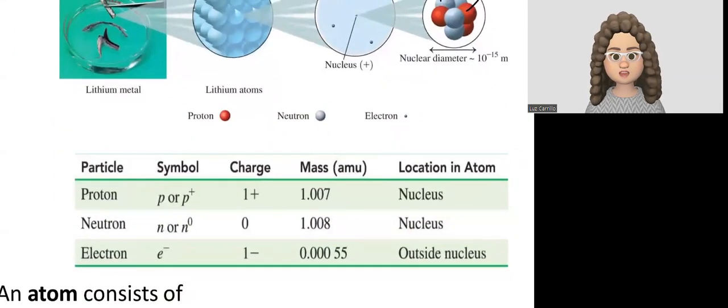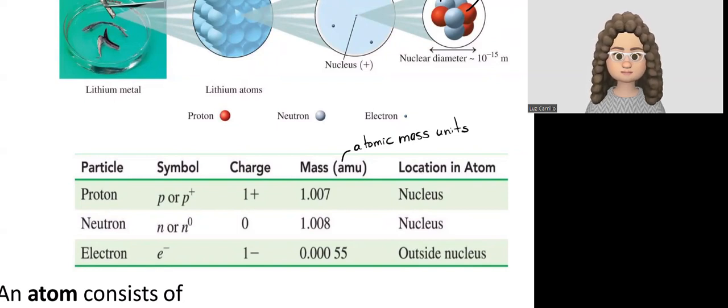In this table that we have on the slide, you can see the name of the particle, the symbol that we utilize as an abbreviation, the charge for the subatomic particle, their mass given in units of AMU, in other words, atomic mass units. And lastly, we see their location in an atom.